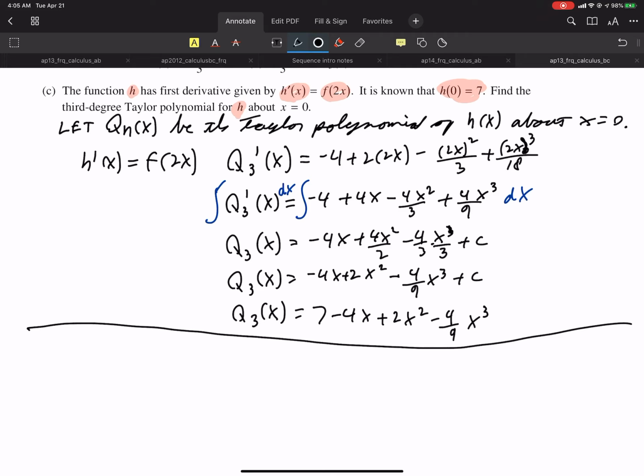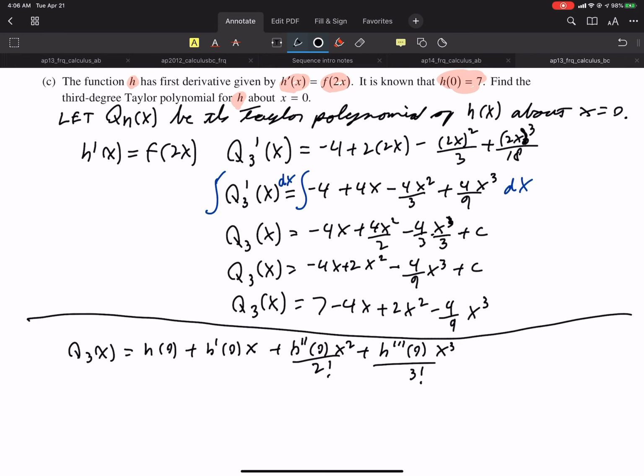So to build Q3 of x from scratch, that would be h of 0 plus h prime of 0 x plus h double prime of 0 x squared over 2 factorial plus h triple prime of 0 x cubed over 3 factorial. So if we could find h of 0, which we know, h prime of 0, we have to do some side work here.